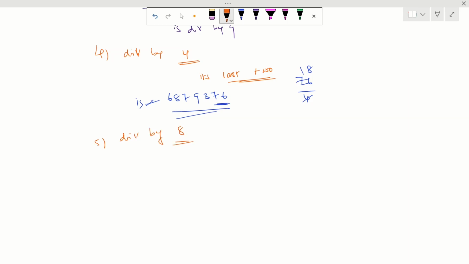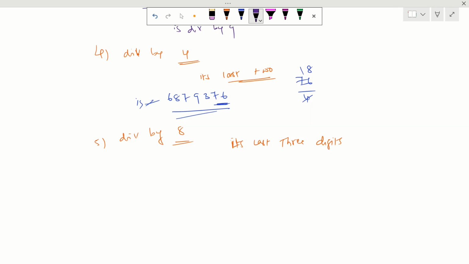Okay, divisible by 4. The fifth one is divisibility by 8. When the given number is divisible by 8, to find this, we have to check the last three digits, whether they are divisible by 8 or not.